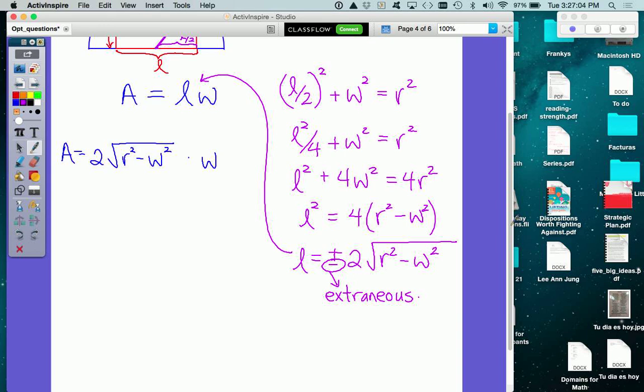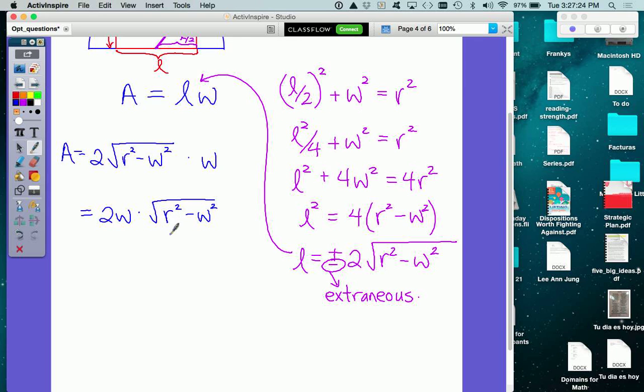I can probably make this a little bit friendlier to differentiate by writing it like this, 2W times the square root of R² − W². And now I have a formula in terms of one unknown. It actually looks like it's still in terms of 2 unknowns, but we have to remember, and this is very important, that R is not an unknown.